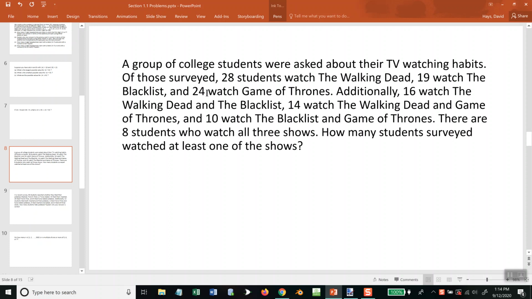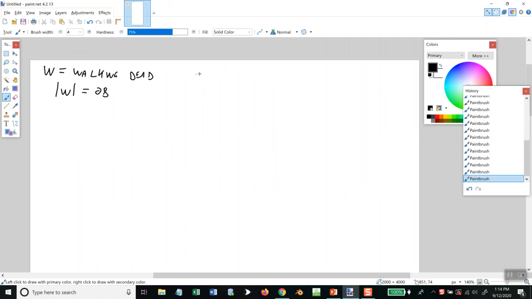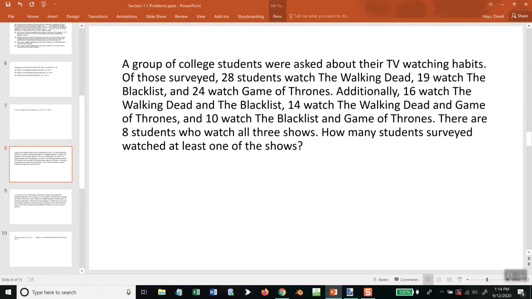19 watch The Blacklist, whatever that is. I'm not very up to date. So B is for the Blacklist, and the cardinality of B, how many watch it, is 19.